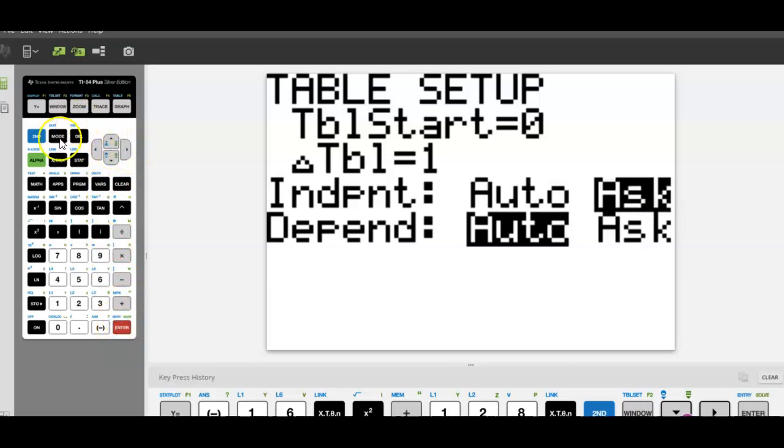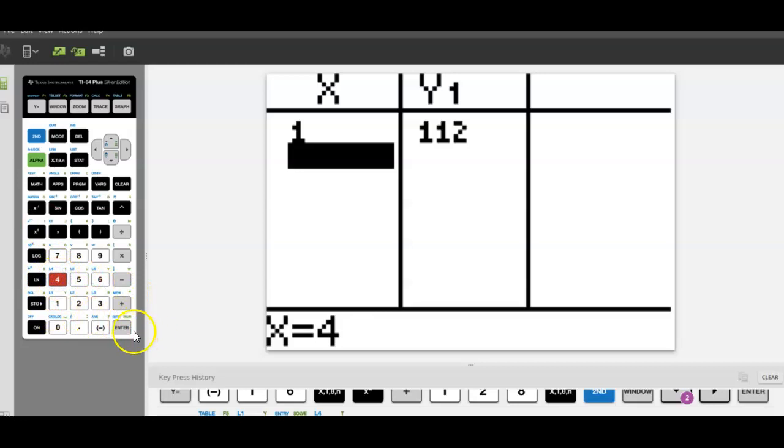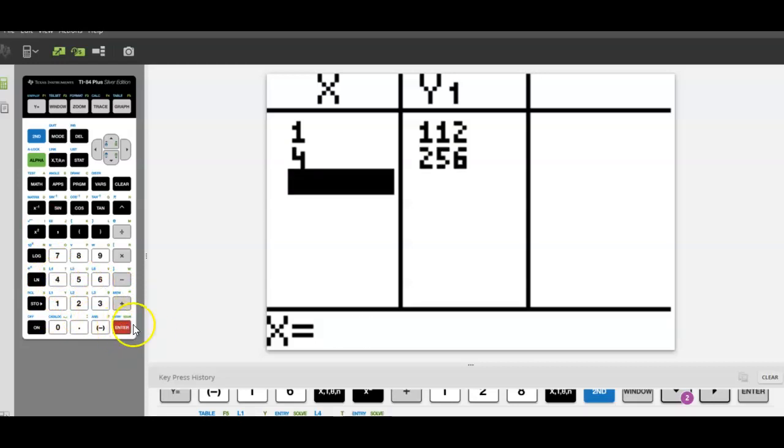And now, to get to the table, I do second and above the graph. You see this table in blue, second graph. Oh, it doesn't tell me anything. That's fine. I can type in x is 1. Now my first problem was to go from 1 to 4. So I'll do x is 1 and x is 4. And remember, when you're doing this secant line, you're finding the slope. So I have 112 and 256. Let's go back to the page that had my problem.